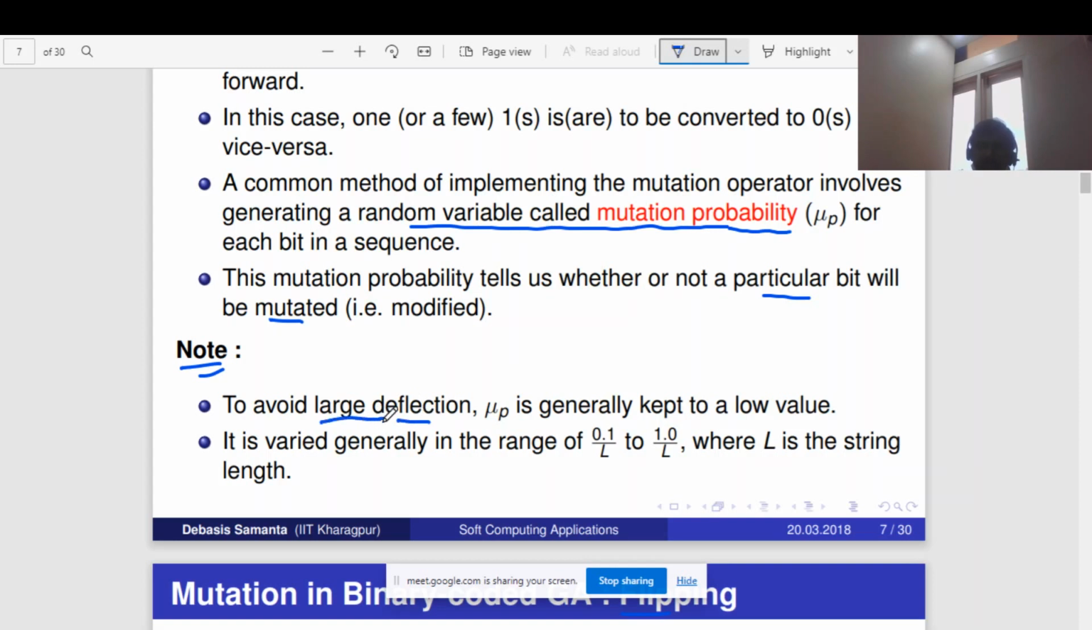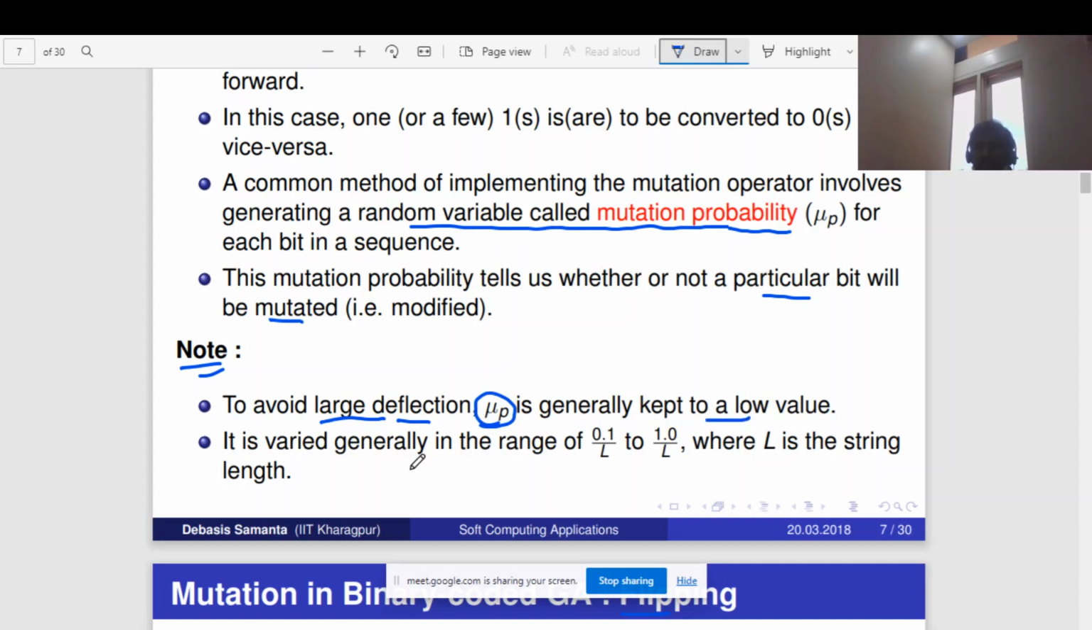Generally, mutation will not affect the entire chromosome, it will affect only a small part of it. Mutation is not going to change too much of the features, it is going to make some slight changes. So in that context, to avoid larger deflection, this mutation probability value mu p is generally kept low.